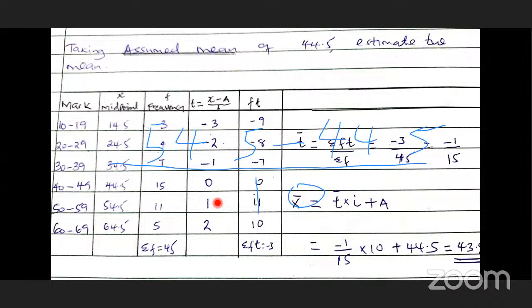Then lastly, we have 60 to 69, where my X is 64.5. Then I subtract the assumed mean, which is 44.5. Then I divide all that by, again, the class weight. Our class weight is 10. So I end up with 20 over 10, which will give me 2. That's why I had put 2 in that column headed by T for that row 60 to 69.